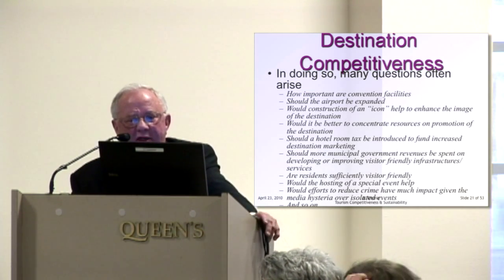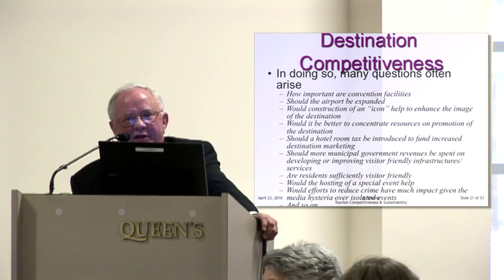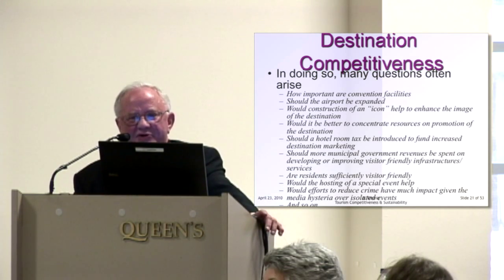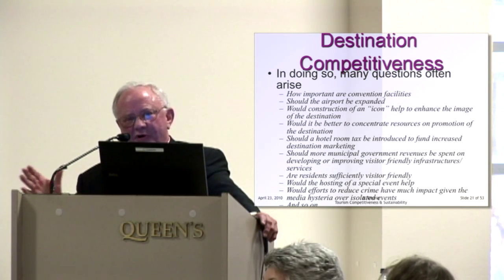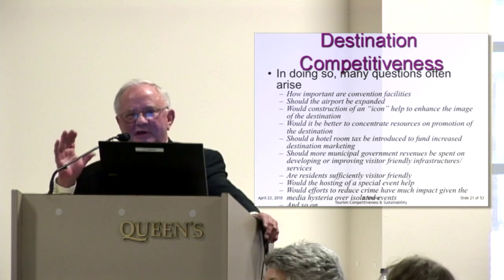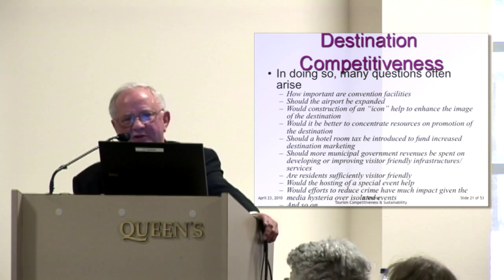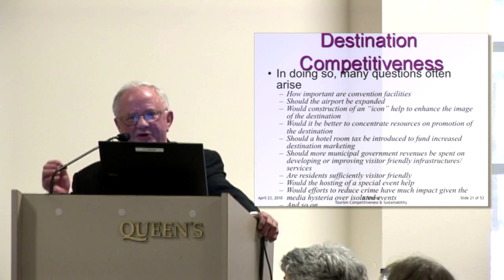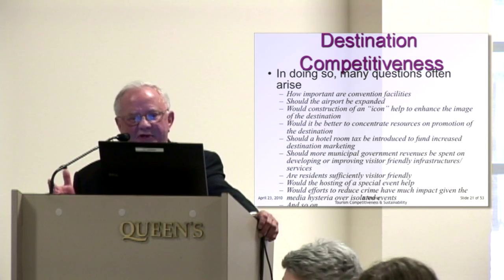Would construction of an icon help to enhance the image of the destination? When they built the Eiffel Tower in Paris, they had no understanding of the impact that particular edifice would have on the image of Paris as a tourism destination. So you know now that anyone who goes to Paris must have their picture taken somewhere near the Eiffel Tower. And it's the same at Banff, which is our national park tourism icon. Everyone wants to have their picture taken somewhere in Banff National Park. Whenever you go to a destination that has some icon with which you can identify, it really helps to enhance the image and its appeal to potential visitors.